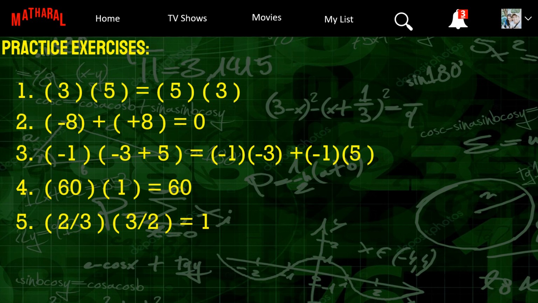These are the practice exercises given to you guys. So, what properties are used here? The first one is commutative property of addition. The next one is additive inverse, because these two are inverses, one positive 8 and negative 8. And number 3 is distributive property of multiplication over addition. And this one, multiplicative identity. Why? Because we have a 1 here. And this one is multiplicative inverse. Why? They are reciprocals of each other.